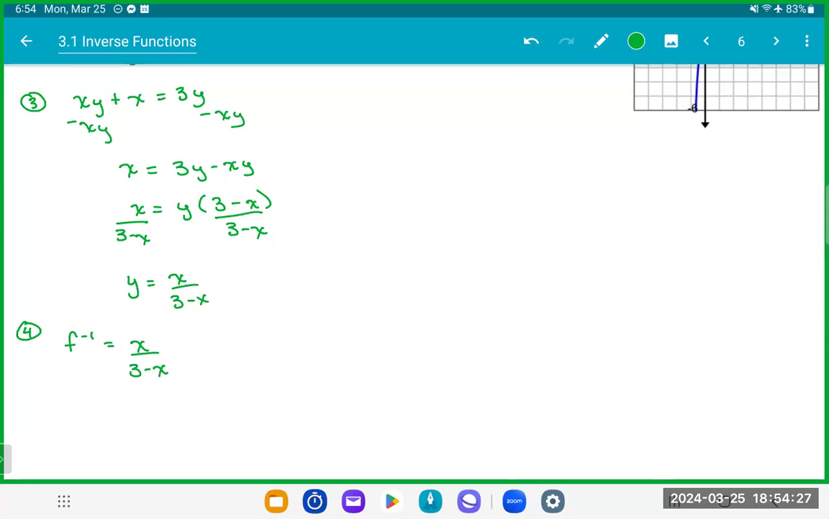Okay. And if you wanted to test this, you could do f of f inverse, see if it does pan out down to an x, simplifying, which it will. And then you can also do f inverse of x, and you will see a similar situation where it'll simplify down to x to signify that it is indeed an inverse function.